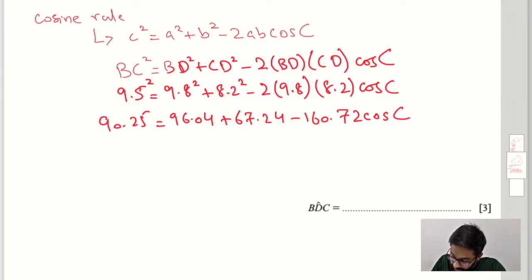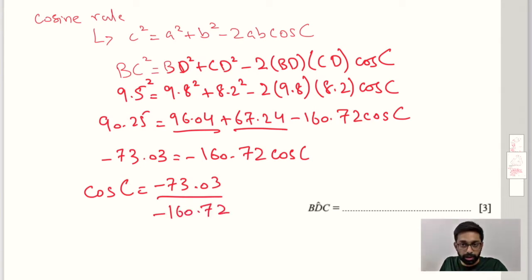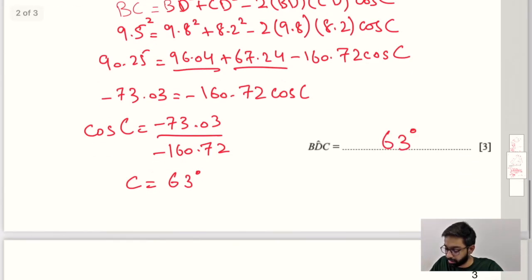So when we do that, we take these two numbers and bring it to the left. When we do that, we need to subtract these numbers from 90.25. I've already done that, so I'll make it short. You get negative 73.03 equals negative 160.72 cos C. Okay, in order to find the value of cos C, you divide negative 73.03 by negative 160.72. And when you do that, you plug it into your calculator to find the value of cos. In this case, the value comes out to be 63 degrees. So this is your answer, 63 degrees. You write that here. Okay, let's move on.